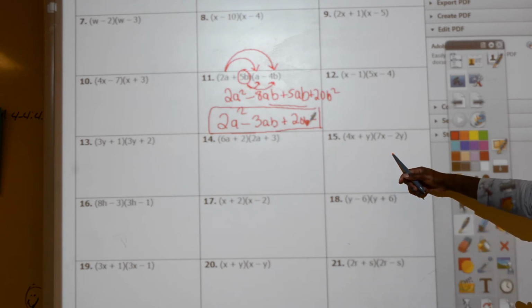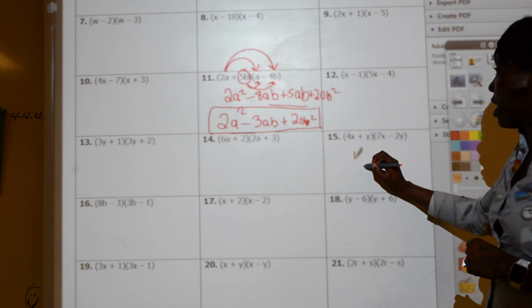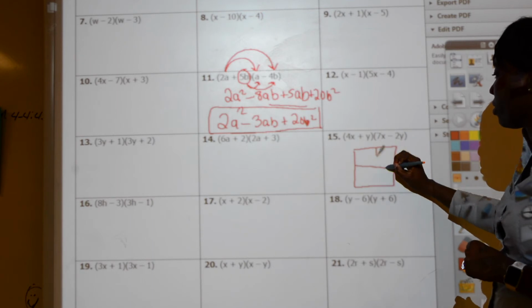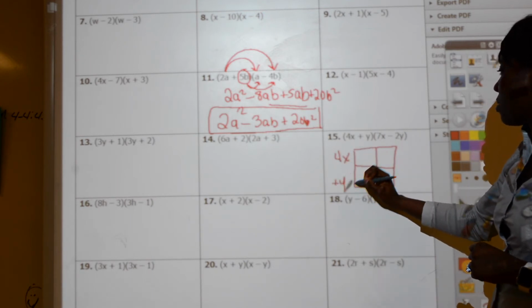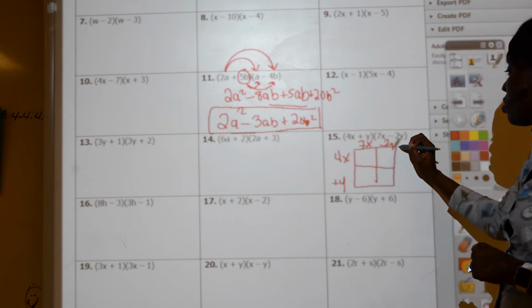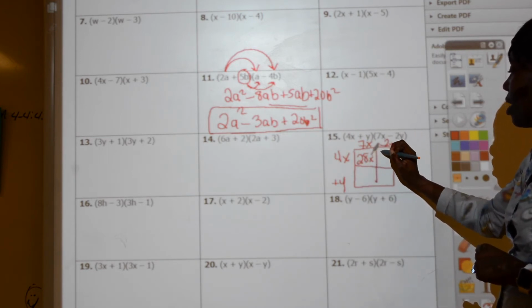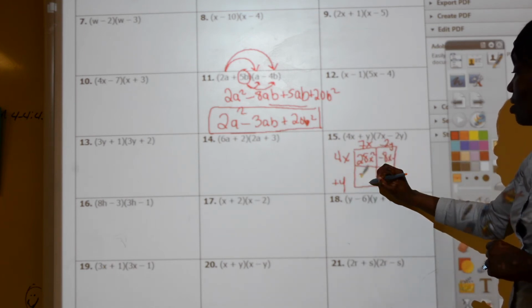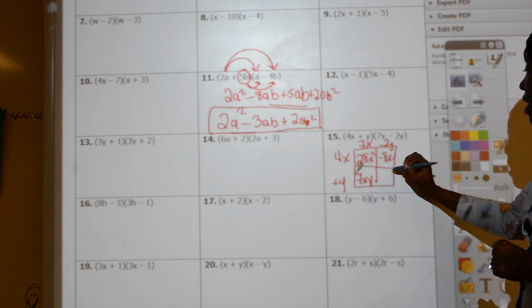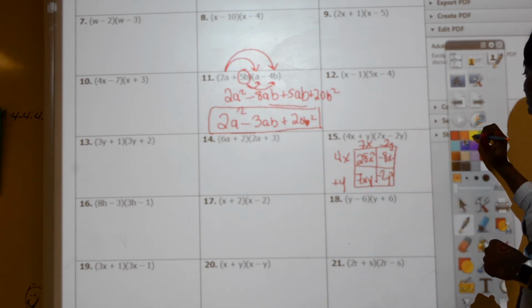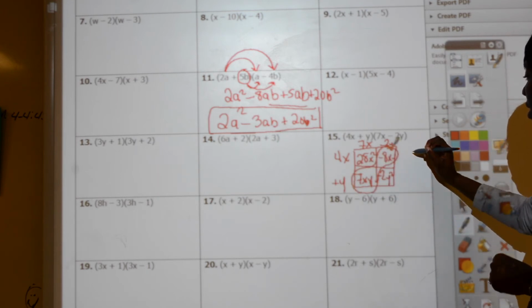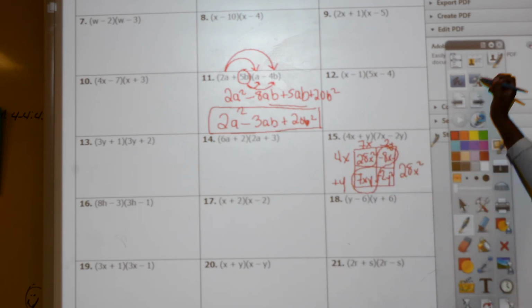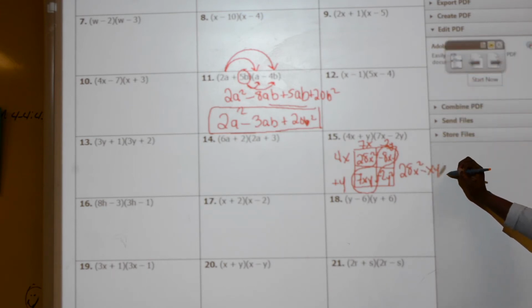Okay, lastly, we'll try, oh no, not lastly, we'll do 15. So I'll try the window pane in case some of you like that better. So we have 4x and a positive y, 7x and negative 2y. Multiply those two, we have 28x squared. 4x and negative 2y is going to give us negative 8xy. 7x and y is going to give us 7xy. And y and negative 2y is going to give us negative 2y squared. Here we have our like terms that we're going to combine. And our final answer is 28x squared minus xy, is it minus? Yeah, minus 2y squared.